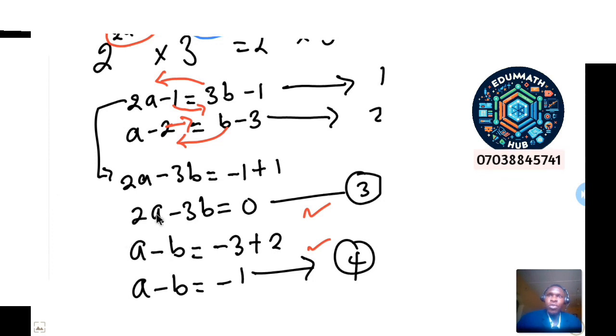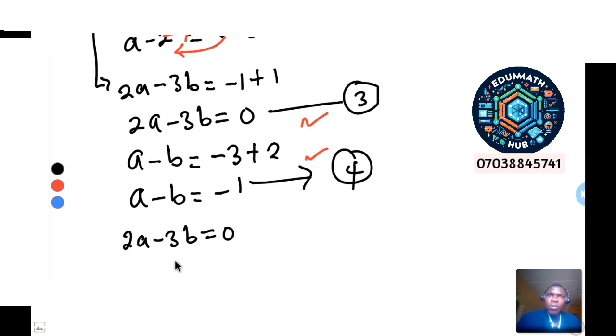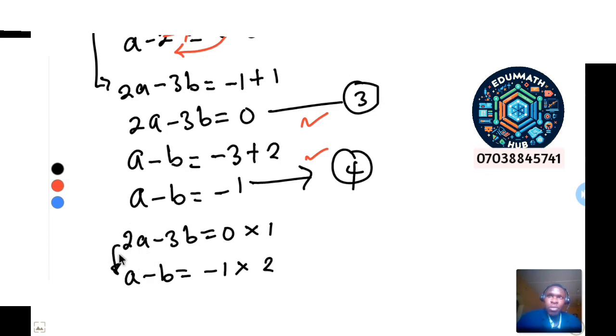So you have to solve these 2 equations simultaneously. Let me just write them out. You have 2a minus 3b is equal to 0. Then you have a minus b is equal to minus 1. Depending on the method you want to use, let's just use the elimination method. There's an imaginary 1 here and there's 2 here. So I'm multiplying this equation by 1, and this other equation by 2.